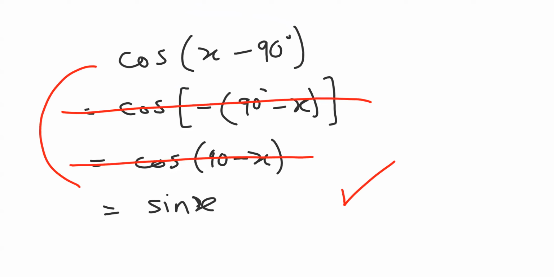So sine is negative in the third and fourth, and cos is positive in the first and fourth. So we're going to be drawing our triangle in the fourth quadrant.